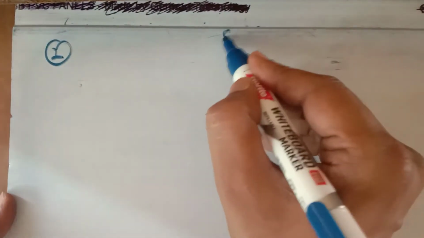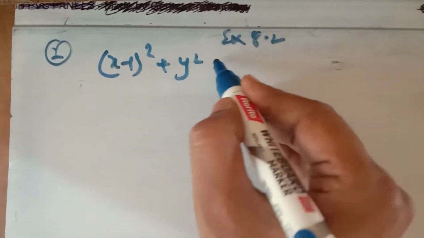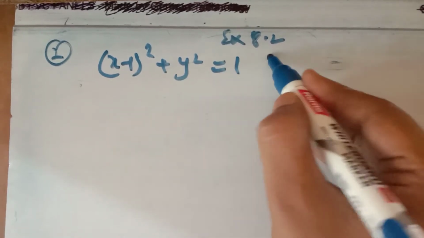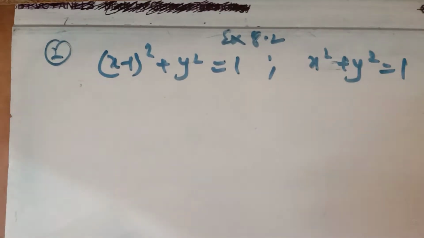Now you can read question number 2 of this exercise 8.2. Now what is given? It is a lengthy question, so see it very carefully. X minus 1 whole square plus y square is equal to 1, and the second is x square plus y square is equal to 1. First of all, detect which area you have to find, bounded by these two curves.